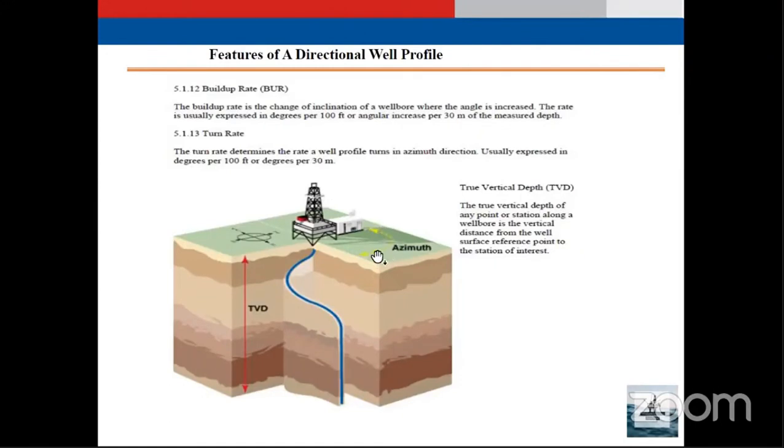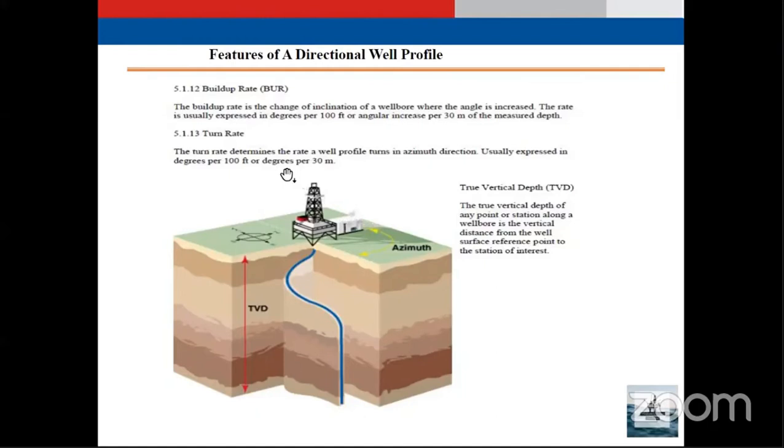We know the inclination. All of us know the inclination. It is the angle between the vertical and the deviated well. What is the azimuth? Azimuth is the angle from the north direction.